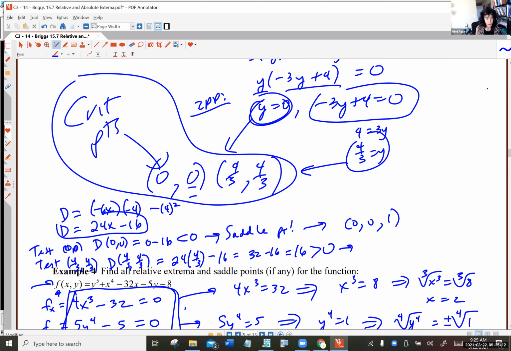It just means that you do have a max or a min, but you're not sure which until you evaluate your fxx at the point. So when you evaluate fxx at this point, I get negative 6 times 4/3. I don't even care what the number is. This is clearly a negative number. And so when D is positive, but fxx is negative, you have a relative max. And it turns out the maximum value is not pretty. It's 59/27.